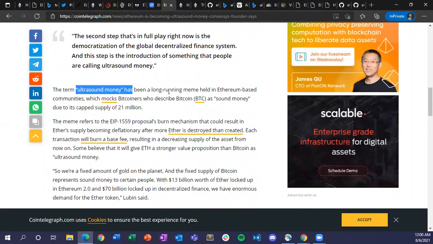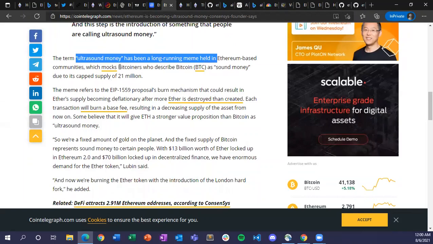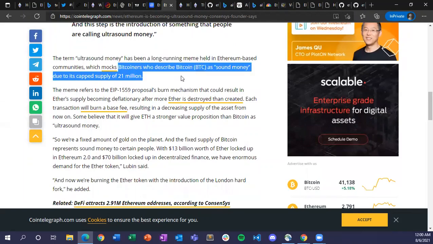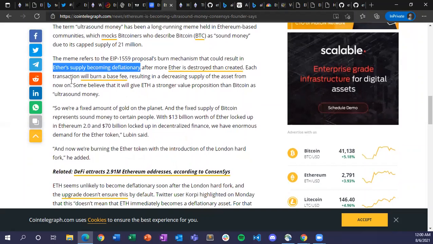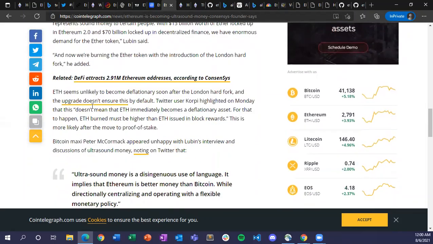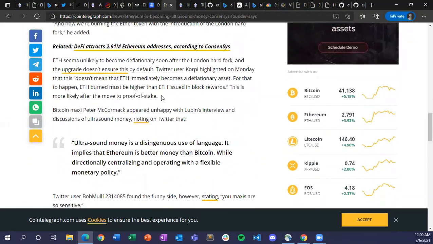So the term ultrasound money has been a long-running meme, which mocks Bitcoiners who describe Bitcoin as sound money due to its capped supply of 21 million. So the EIP 1559 proposals could make Ether supply become deflationary, as more Ether is destroyed rather than created. So it's net deflationary. So yeah, very interesting stuff here from the founder of Consensys.